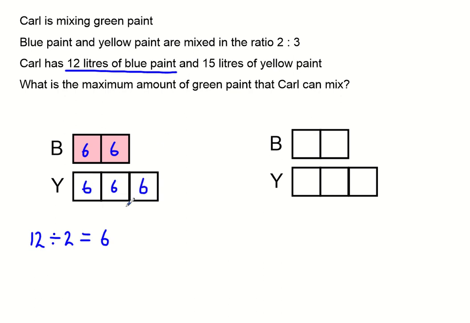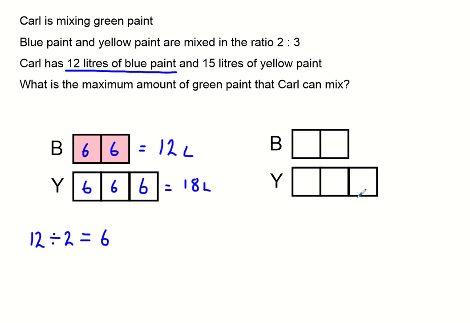Now if we look at this question and work out how much paint we have used, the blue paint we can see we have used 12 litres. For the yellow paint, 3 lots of 6 is 18 litres. Now what you should notice is that that situation is impossible, because we only have 15 litres of yellow paint, which means we couldn't possibly make this with the amount of blue, because we'd need more yellow paint than we actually have. We would need 18, we only have 15.